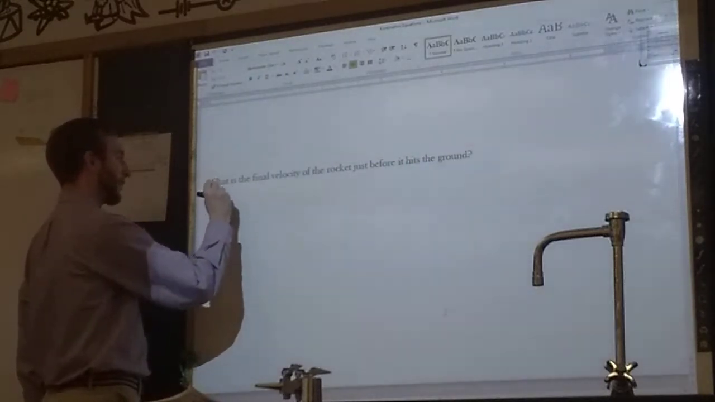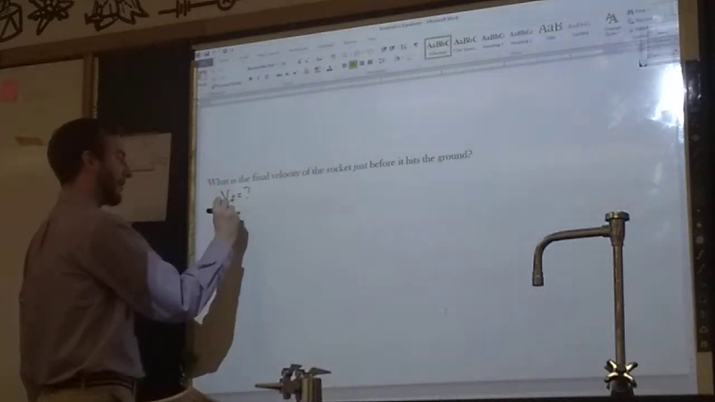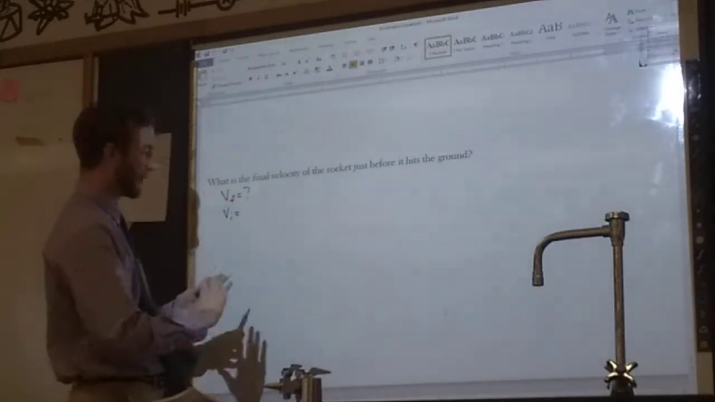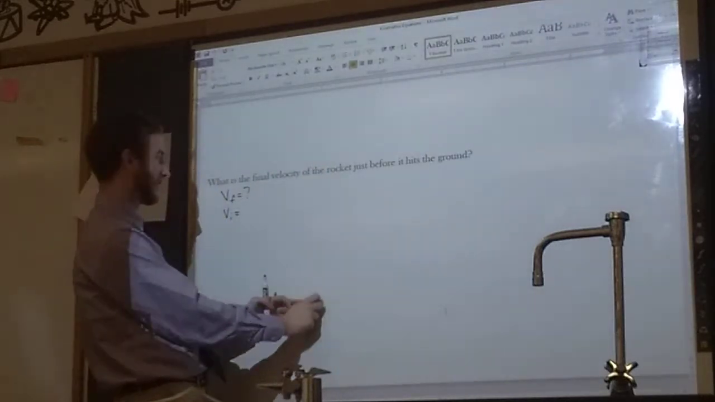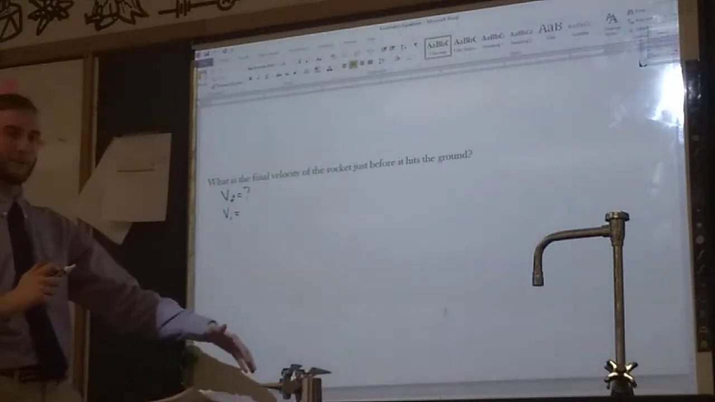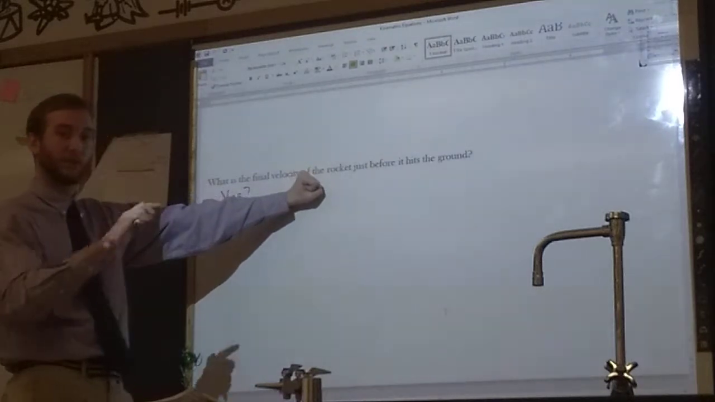Why don't we do this? We're looking for the final velocity at the very end. Why don't we start by thinking about the velocity of the rocket at the very top? I know before we said the initial velocity is 30, that's when it blasts up. But for this question, as we're looking for when the rocket hits the ground, why don't we start our initial speed? Okay, we're still doing the same problem.